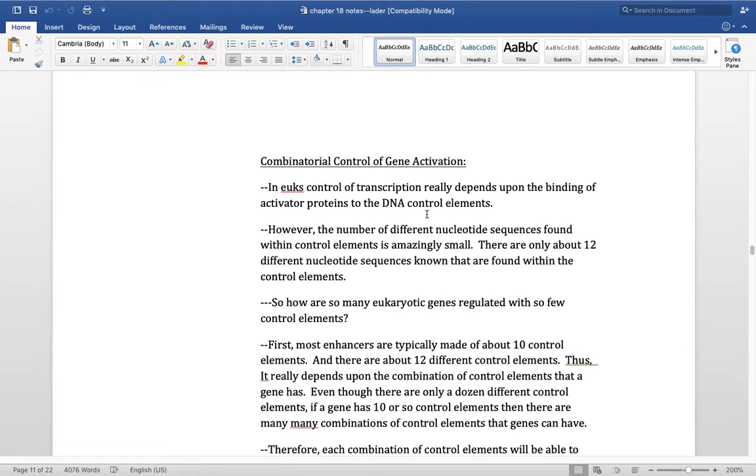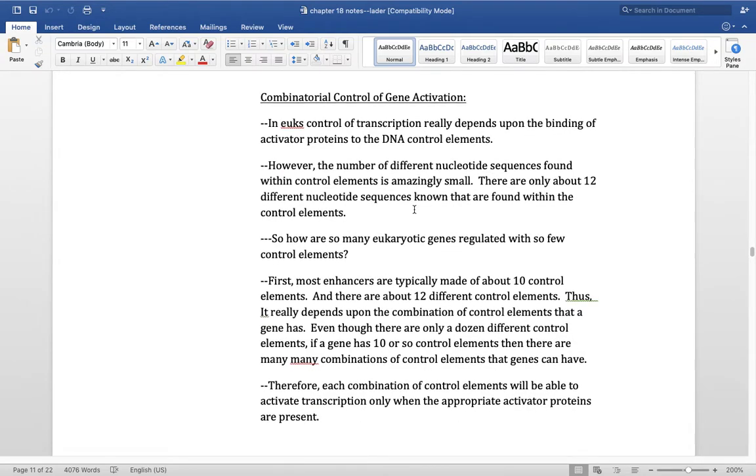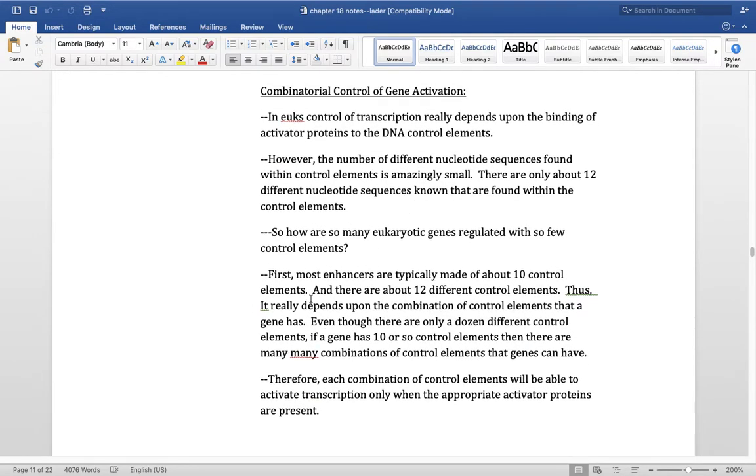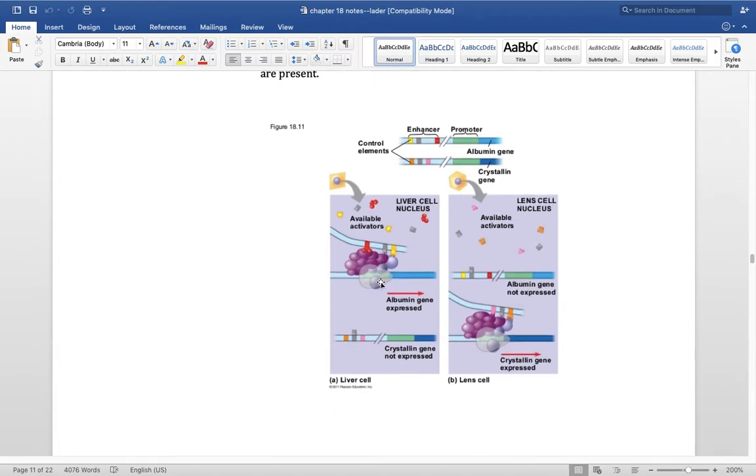Okay, so now we got to talk about a couple of things here. First thing is called combinatorial control, combination control of gene activation. Basically, every single cell in your body has the same DNA, but not every cell in your body reads the same DNA. And that's all due to the fact that your cells have different combinations of control elements. So please read this along. I'm not going to read this to you, but I tried to make it a real Cliff's Notes version of the textbook. And what this shows you right here is the greatest illustration that you're going to see.